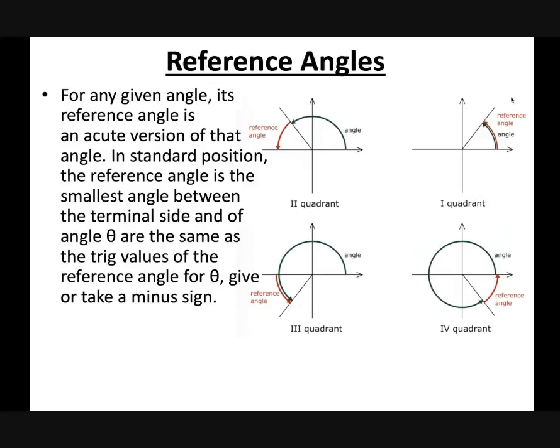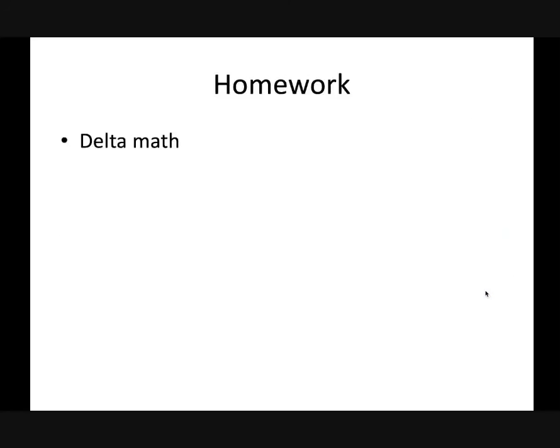So if you'll notice here, although your angle is obtuse, the reference angle is always acute. It's the distance that your angle is from the x-axis. Also over here, we're just looking at the acute form, and over here, we're looking at the acute form. It's always the distance from the x-axis, not the distance from the y-axis. And your homework is Delta Math.